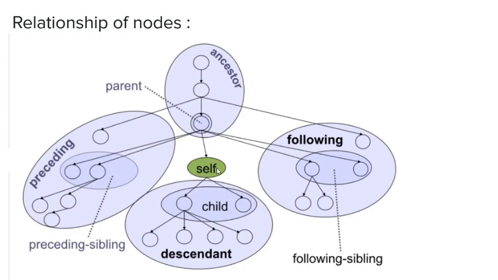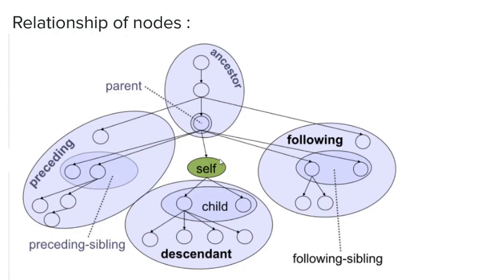Nodes which are after the self node are known as following nodes, excluding the ancestor, and the nodes which come before the context node come under the preceding nodes. We have also seen that following siblings are the nodes which have the same parent and come after the self node. And we have also seen preceding siblings, which come before the self node and have the same parent.